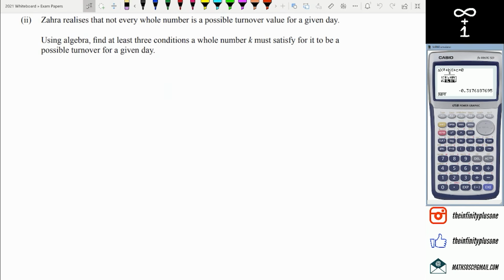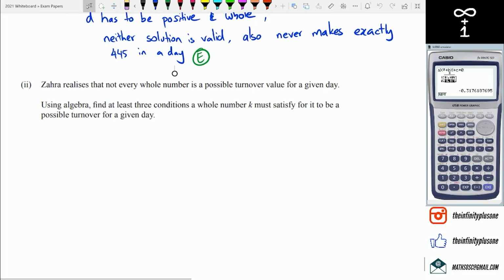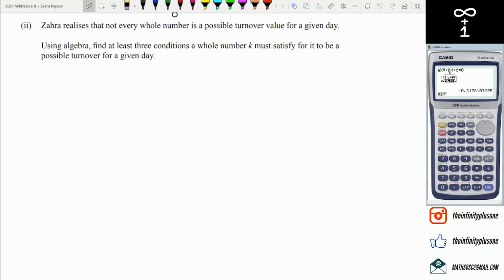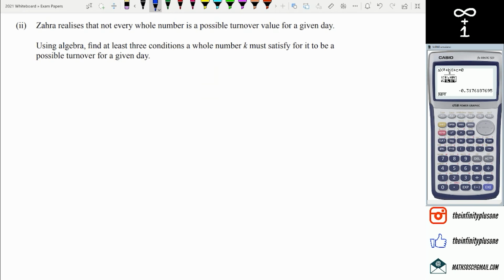For this part of the question, we're pretty much going to do what we did in the previous one, except we don't have that 445, and we're going to put a K value. We don't know what this K value is, but we're going to try and make some conditions for it. The pen does not seem to work. No, we're back in business.